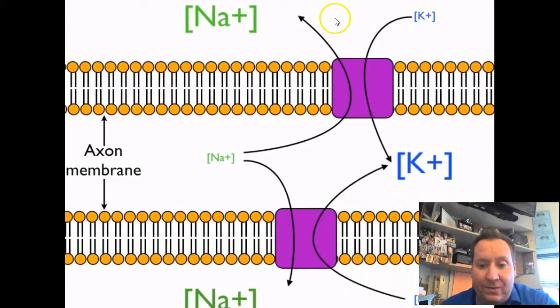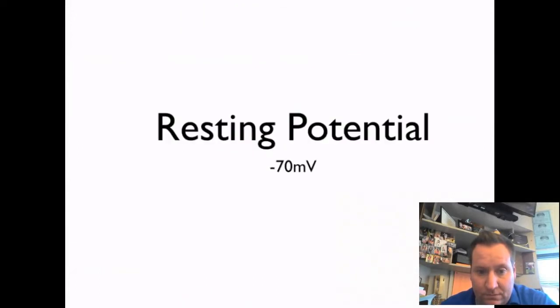So when a neuron is at rest, we call it being polarized. There's more sodium on the outside and more potassium on the inside. But because there's a greater amount of sodium on the outside, there's more positive charges on the outside than there are on the inside. Both sodium and potassium are positively charged, but there's more positive charges on the outside than the inside. So the outside has a positive charge, the inside has a negative charge. And this gives us resting potential in the neuron, which is about minus 70 millivolts, and it's said to be polarized.